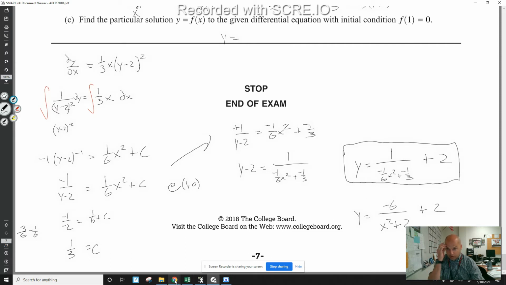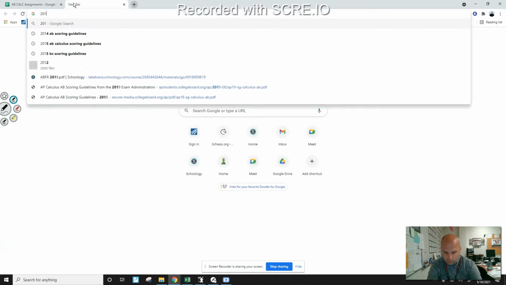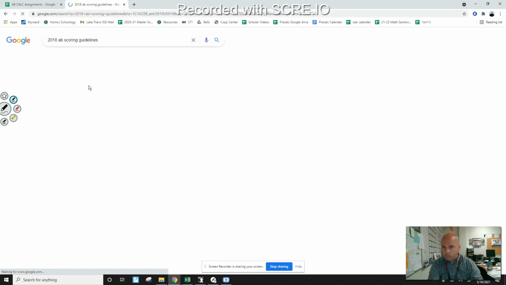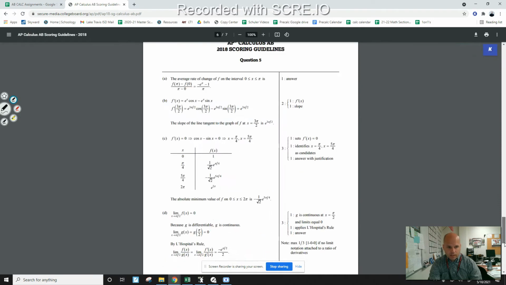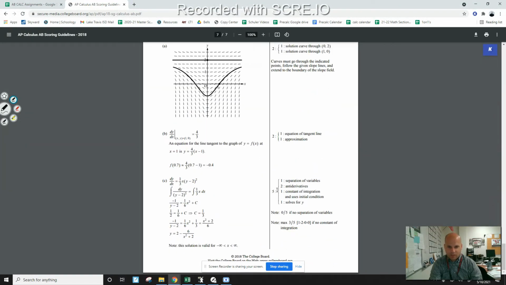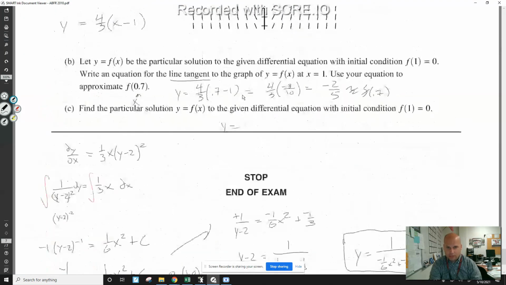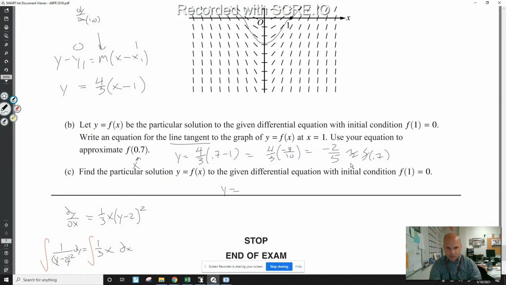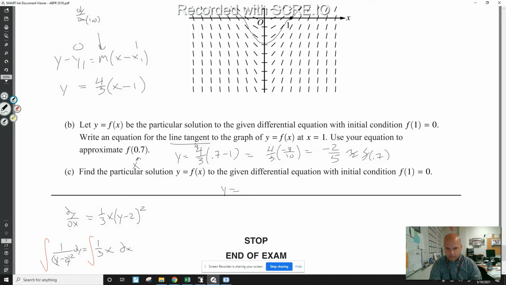Let me show you the scoring guidelines for 2018. Number 6. See, 2 points, 2 points, 5 points. Okay? 2 points, those are the solutions that we sketched. 2 points, one for the equation of the tangent line, one for the approximation, negative 0.4. But again, you could leave your answer like this.